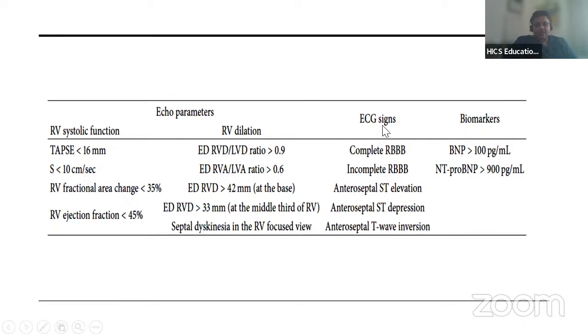But electrocardiographically, the signs of a complete RBBB or an incomplete RBBB, an anteroseptal ST elevation or an anteroseptal ST depression or T-wave inversions will define a patient who is likely to have RV dysfunction. Similarly, a BNP of more than 100 or an NT-proBNP of more than 900 with absence of left ventricular dysfunction will define a patient with isolated RV dysfunction. We'll come to these parameters after we have discussed the echocardiogram.